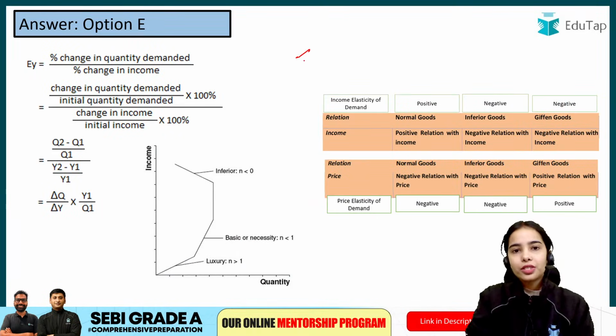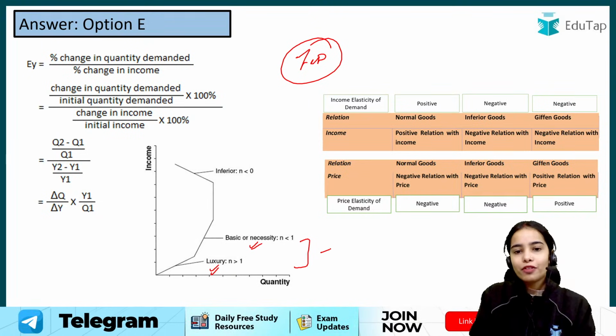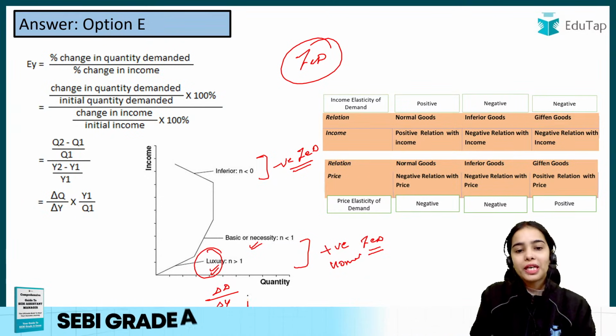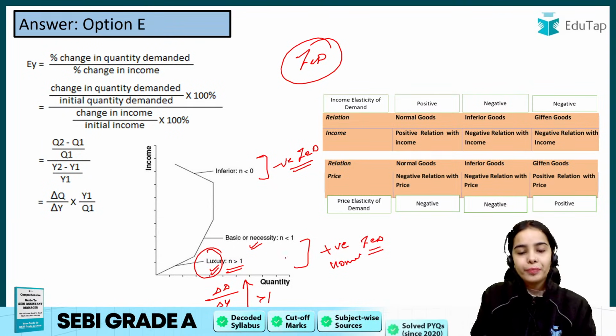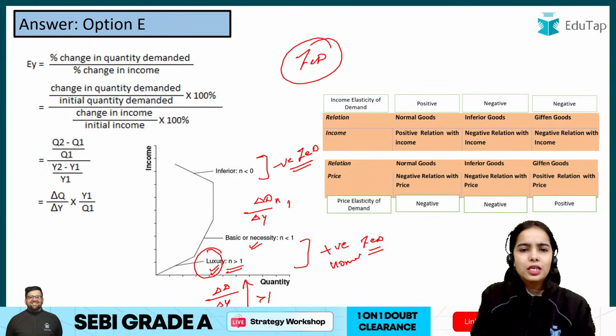Income elasticity of demand: the luxury goods and the necessary goods have positive income elasticity because they are normal goods, while the inferior goods have negative income elasticity of demand. Luxury goods, with the change in income, their demand changes by a lot. That's why their income elasticity of demand is greater than 1. Necessary goods, with the change in income, the demand for the necessary goods increases but only slightly.